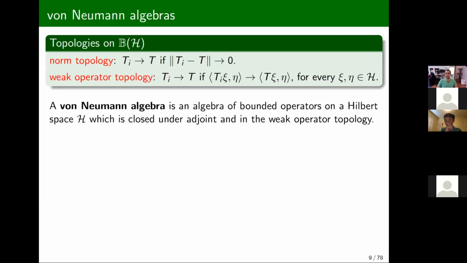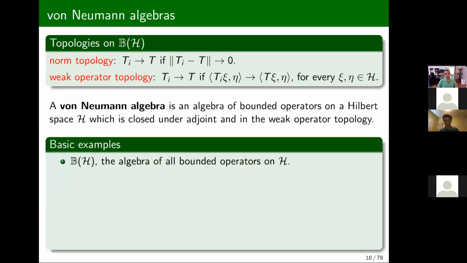And a von Neumann algebra is an algebra of bounded operators on H, which is closed under adjoint. So if T belongs to the von Neumann algebra, so does its adjoint. And it's also closed in the weak operator topology. So it's in particular closed in the norm topology, but much more than that, it's closed under weak limits as well. All right, so let me go ahead and give you some basic examples of von Neumann algebras.